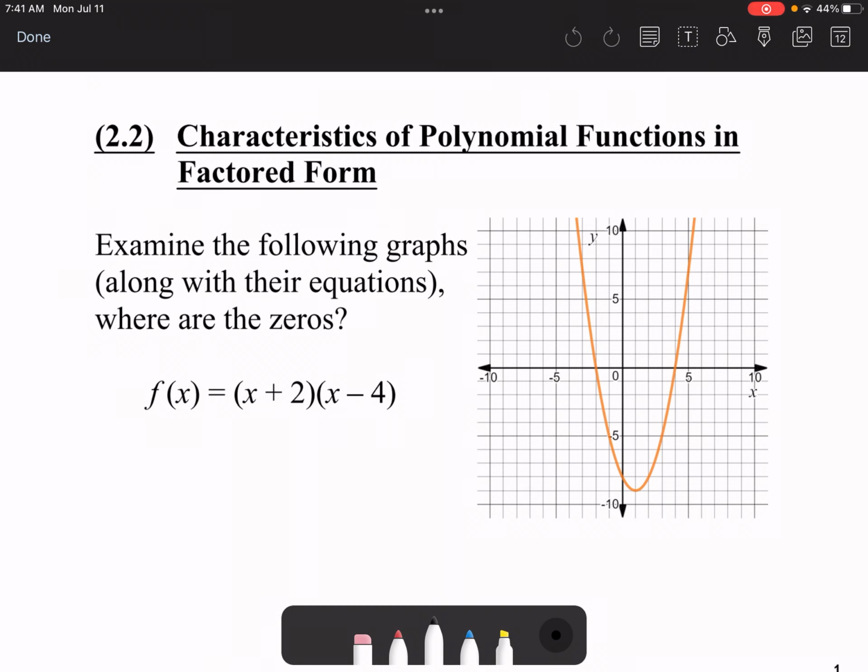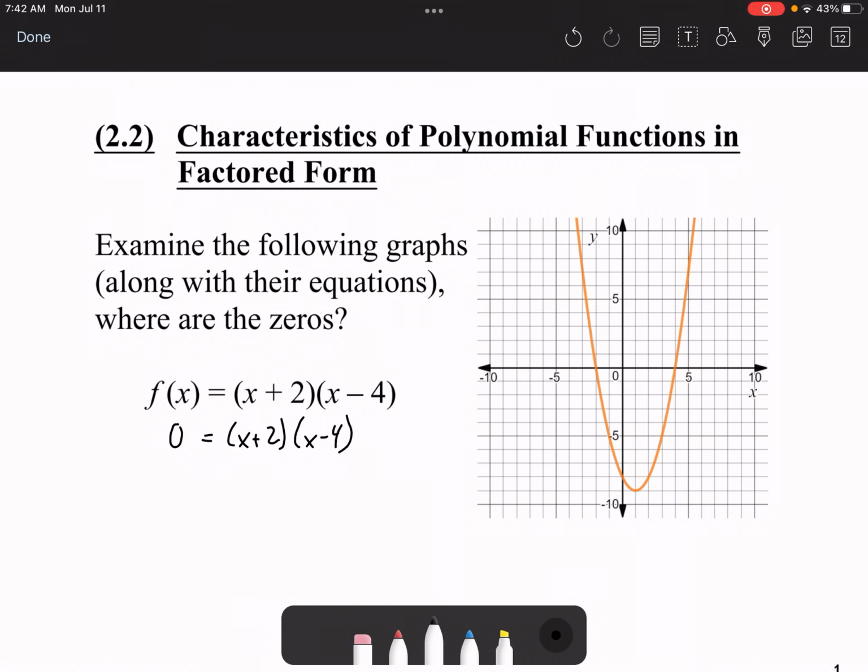So the first function I'm going to look at is f of x equals (x + 2)(x - 4), as you can see right here. And we're going to notice what the zeros are, and then we're going to look at what the function is. In order to find the zeros, you set the function itself to 0, and you get this expression.